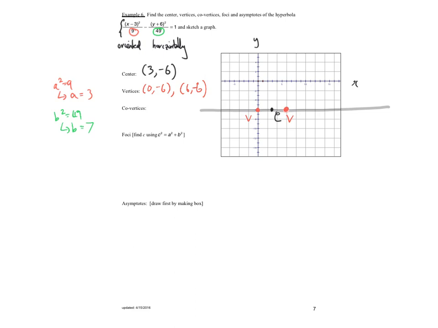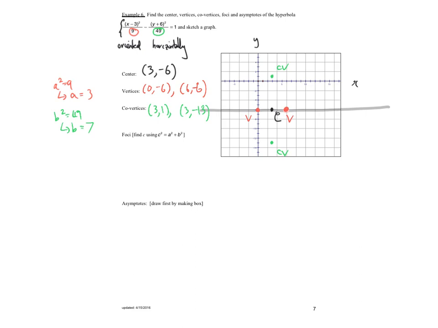I'm going to run 7 units up above the center to get one of my co-vertices, and for the other I'm going to run 7 units down, so that will give me my other co-vertex there. Reading off the coordinates, I get (3, 1) and (3, -13) as our co-vertices.